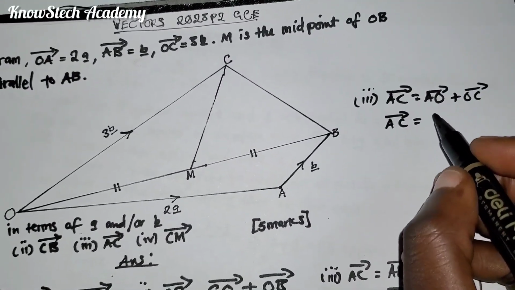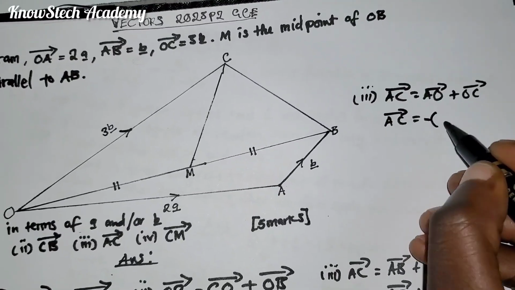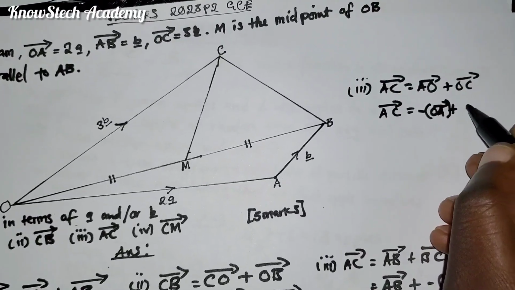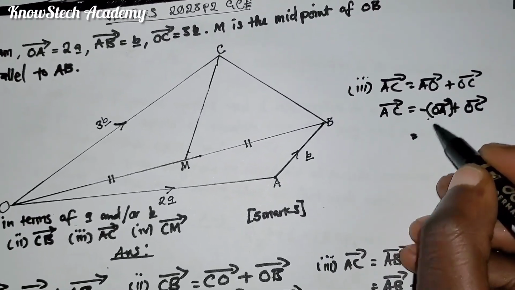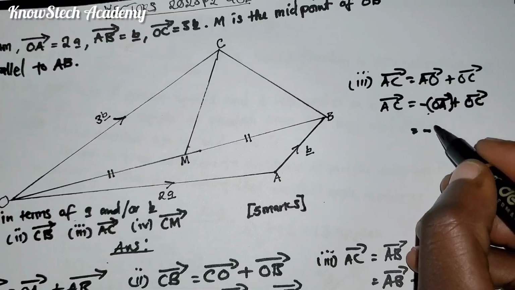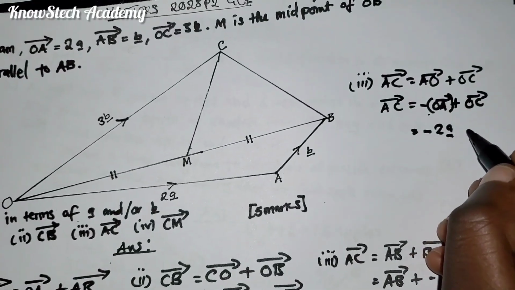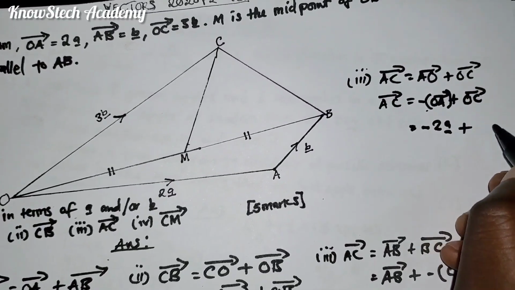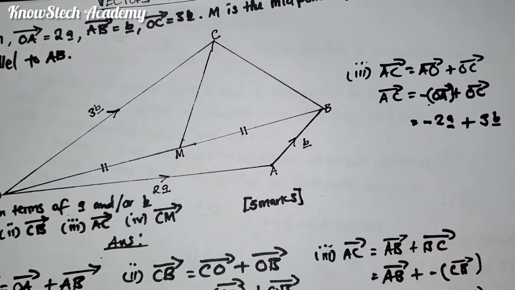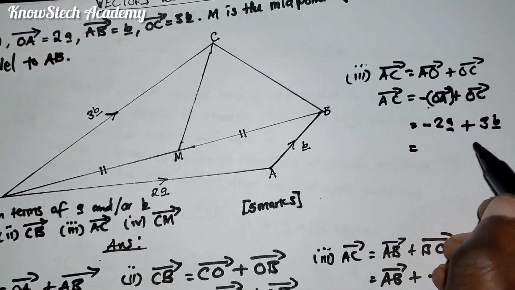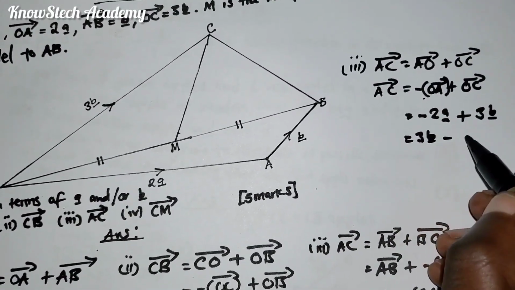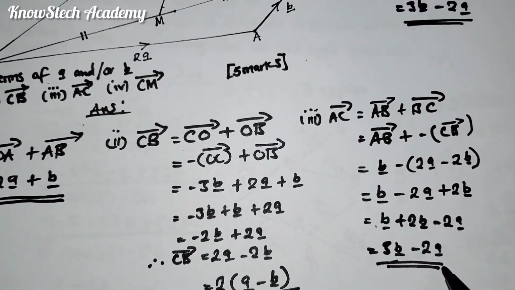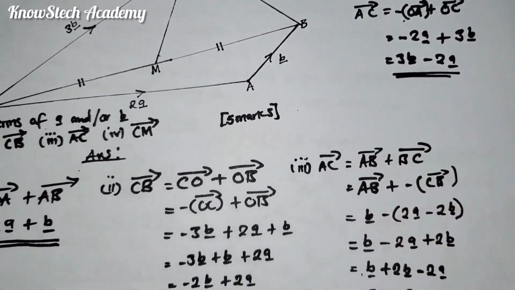AO is opposite, which will be negative OA plus OC. So negative OA is 2 vector A plus OC is 3 vector B. So when you start with a positive one, we're going to say 3 vector B minus 2 vector A, which is the same answer as this one. So you see, this one even saves time, unlike this one.